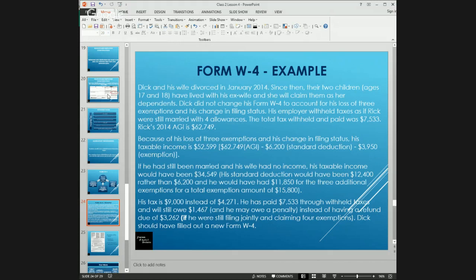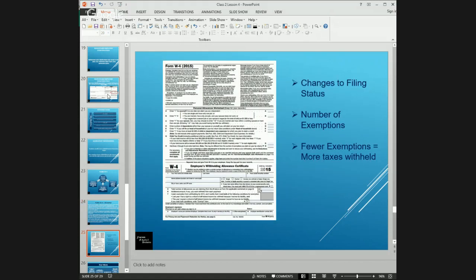The W-4 is available and can be downloaded off of the website and adjusted accordingly. This is what the W-4 looks like, and it's used for changes to filing status and to change the number of exemptions. And as I mentioned before, the fewer exemptions, the more taxes that are withheld. And you do not need to fill out the worksheet portion. You can go right into the bottom half of the W-4 and complete it with the information that is necessary for you to have proper withholdings.